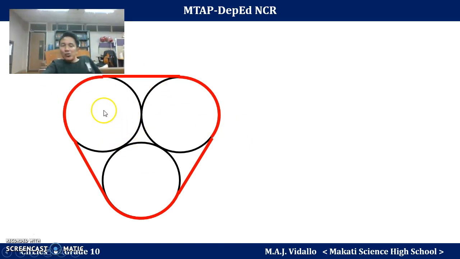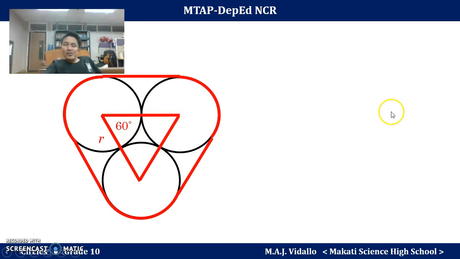So if I connect their centers, I can form a triangle. And what specific triangle is formed? Correct. This is an equilateral triangle. Since this is R, this is also R, so one length is 2R. Since this is an equilateral triangle, we can say that this angle here is 60 degrees.